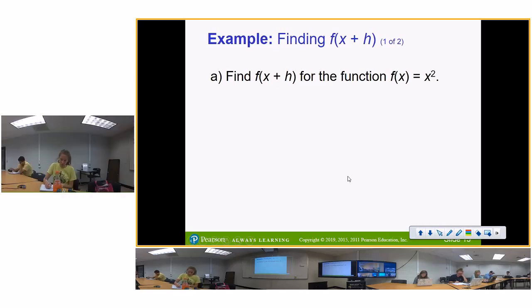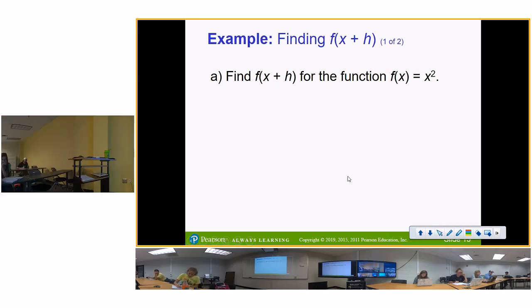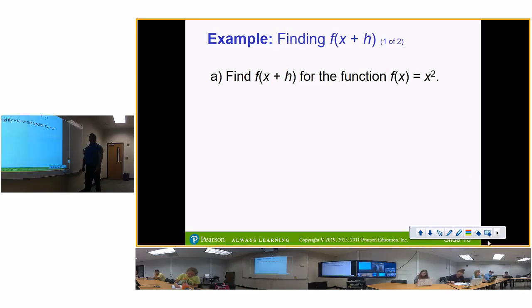Go ahead, hurry up. Because usually what happens when I say plug it into the difference quotient, a lot of people just sit there and say, well, what the hell are we supposed to do? Anybody feel that way? They're not going to talk to me anyway.